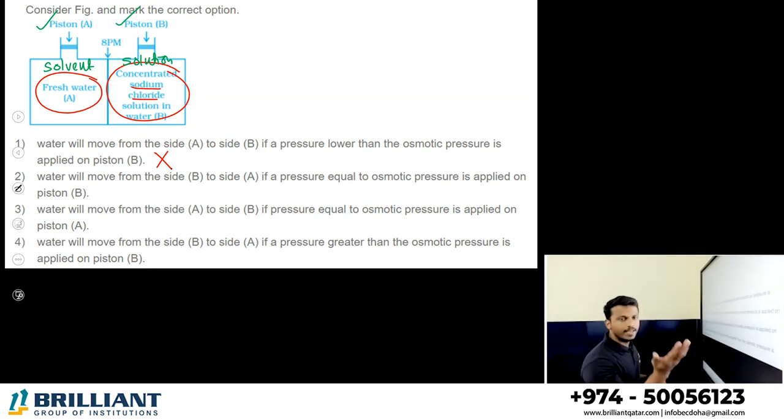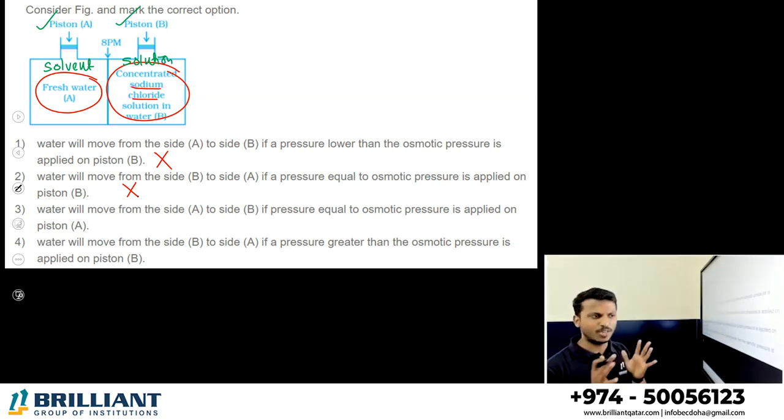Water will move from B to A if a pressure equal to osmotic pressure is applied on piston B. Dear student, what is osmotic pressure? The minimum pressure used to stop the process of osmosis. So if you apply a pressure equal to osmotic pressure, no movement takes place, right? B is wrong. C: water will move from A to B if pressure equal to osmotic pressure. No, equal to osmotic pressure only. Osmotic pressure means there is no further osmosis taking place. Osmotic pressure means what?